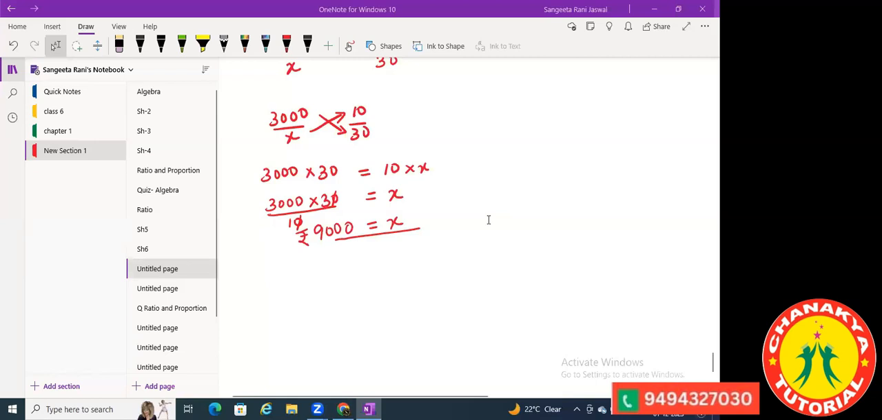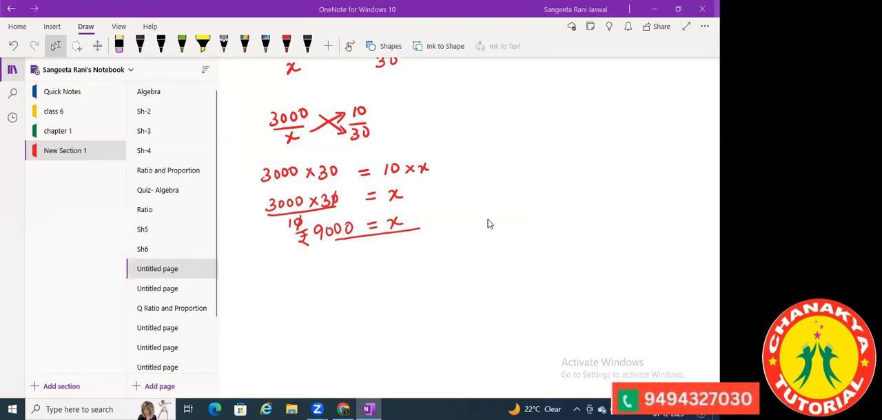Now here, children, when we did this with the ratio in the proportion method, we got the same thing. We cross multiplied. On one side we have 3000 into 30. On the other side we have 10 multiplied by x. Now to find the value of x, I took 10 to the other side. When I take 10 to the other side, it gets divided.